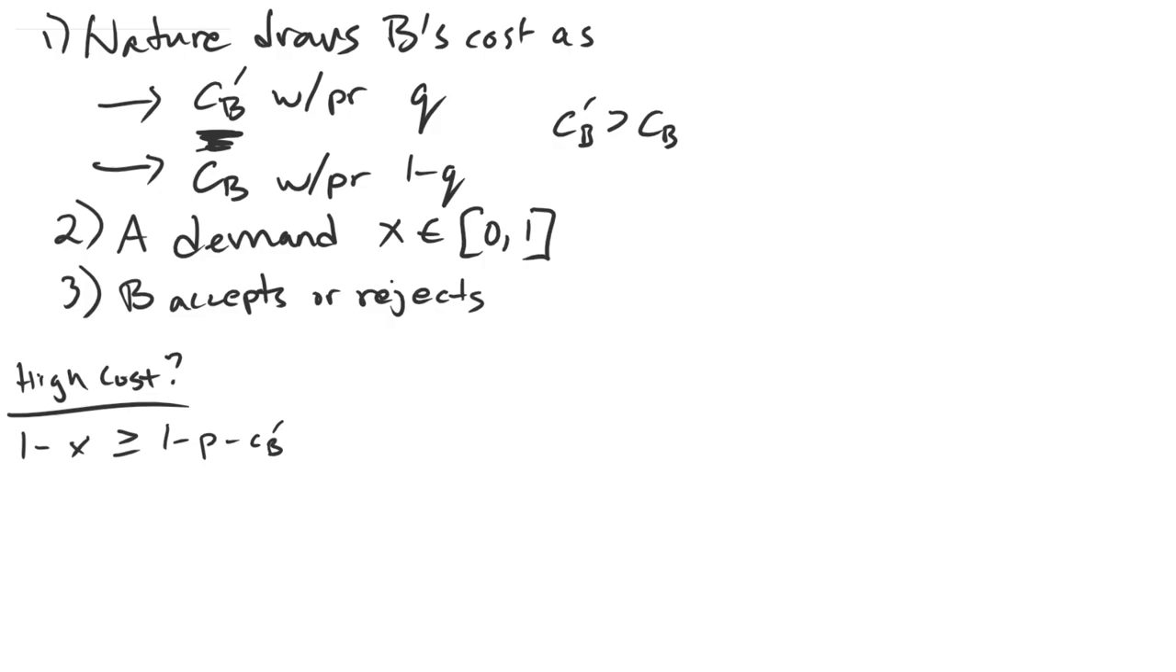So we need to solve for x here because x is A's demand. We need to put things in terms of x because that's what ultimately A is going to be working itself through. So if we solve for x, what do we get? Well, we just move the x to one side and everything else to the other side, and that's just going to take us to x less than or equal to p plus CB prime. So if x is less than or equal to p plus CB prime, the high cost type accepts.